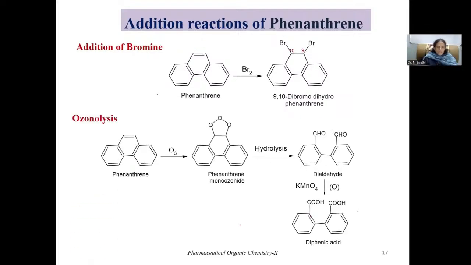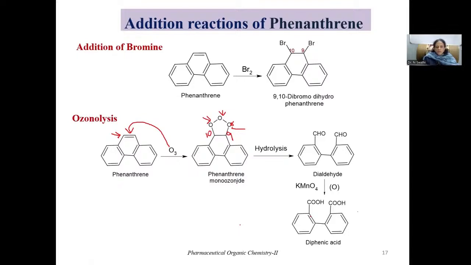The second addition reaction is ozonolysis. Here also the double bond present at the 9 and 10th position will be affected during this ozonolysis reaction. When a mole of ozone reacts with phenanthrene, this ozone molecule will be cyclized between the 9 and 10th carbon atoms. So that is how here O3, you can see the 3 oxygen atoms are cyclized at the 9 and 10th position on the phenanthrene ring system. And that is how it results in the formation of phenanthrene monoozonide.